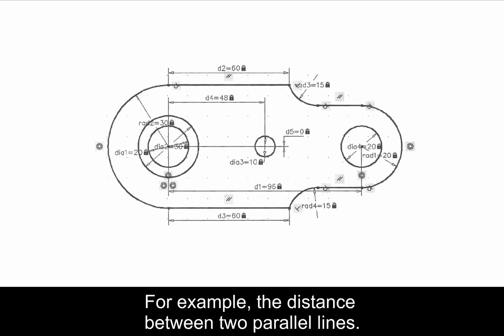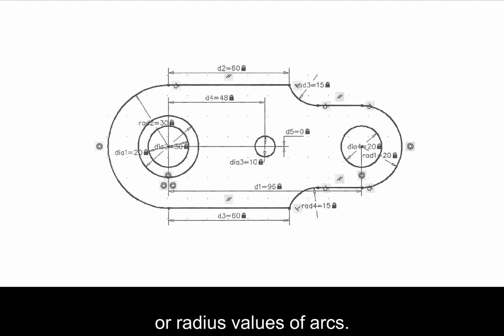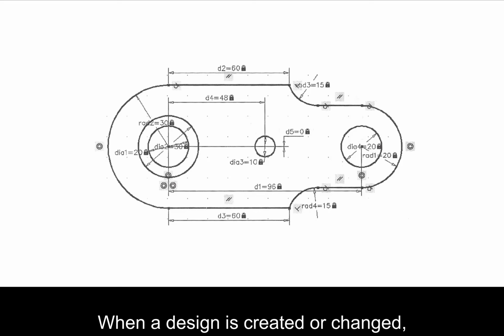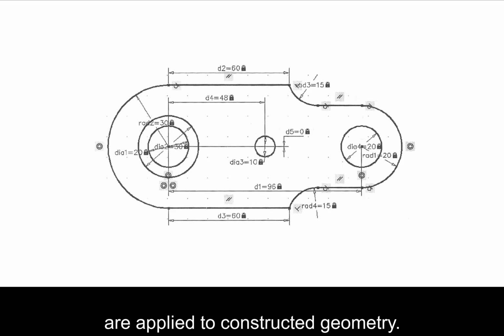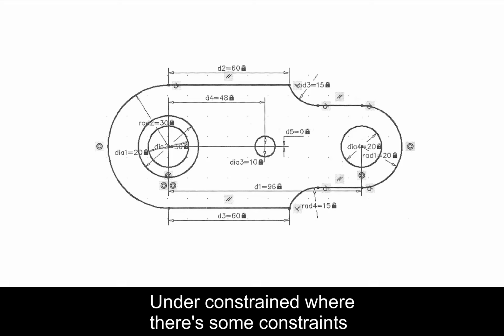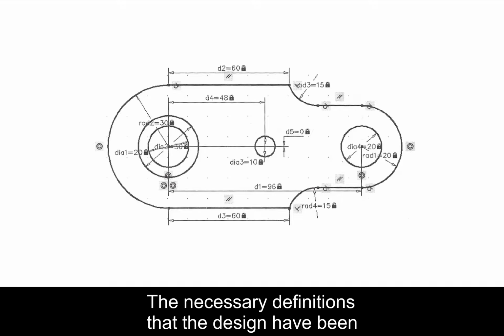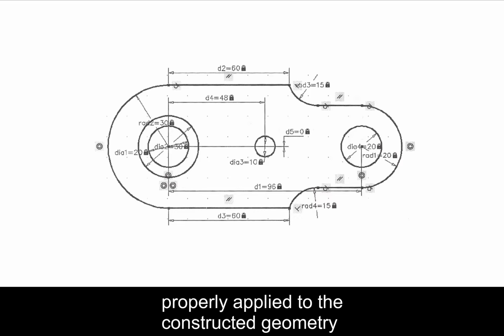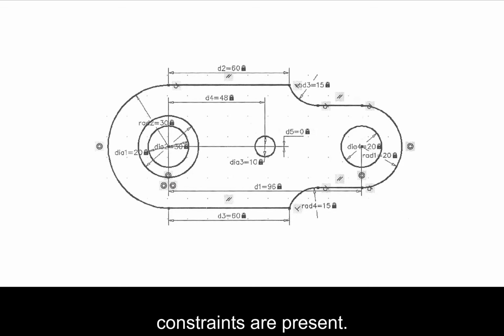For example, the distance between two parallel lines, the length of a line, the angle of two lines, or radius values of arcs. When a design is created or changed, a drawing will be in one of three states. It will either be unconstrained, where no constraints are applied to the constructed geometry; underconstrained, where there are some constraints but not all are applied to the constructed geometry; or fully constrained. The necessary definitions of the design have been properly applied to constructed geometry, which means all relevant geometric and dimensional constraints are present.